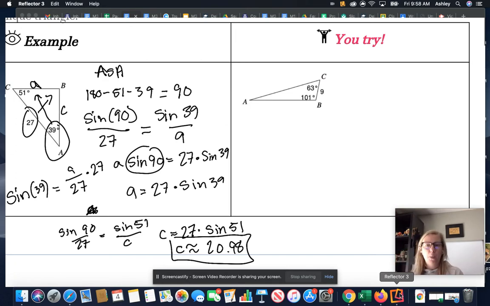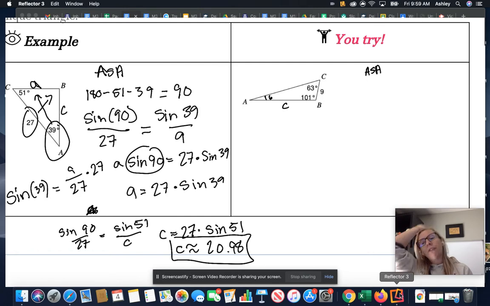Start by asking yourself, what is the given information? So the given information here is angle, side, angle. So we have two angles and an included side. Again, I need that other angle to be able to use law of sines. So I'm going to take 180, subtract 101, subtract 63, and we get that this angle measurement must be 16. Okay, so now I want to solve for a missing side. Let's go ahead and solve for our side C again.